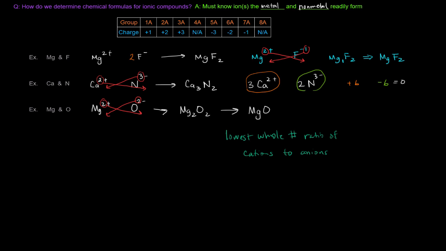This formula specifically is called a formula unit because it tells me the lowest whole number ratio of cations to anions. Instead of saying I have 2 magnesium ions for every 2 oxygen ions, I can just say I have 1 magnesium ion for every 1 oxygen ion in the ionic compound that is made up of Mg2+ and O2-.